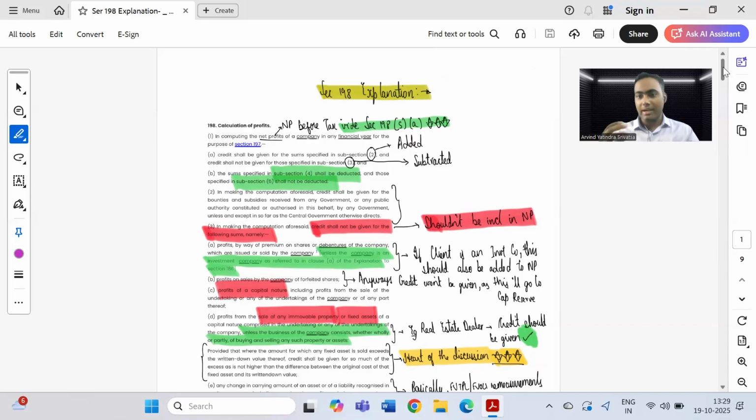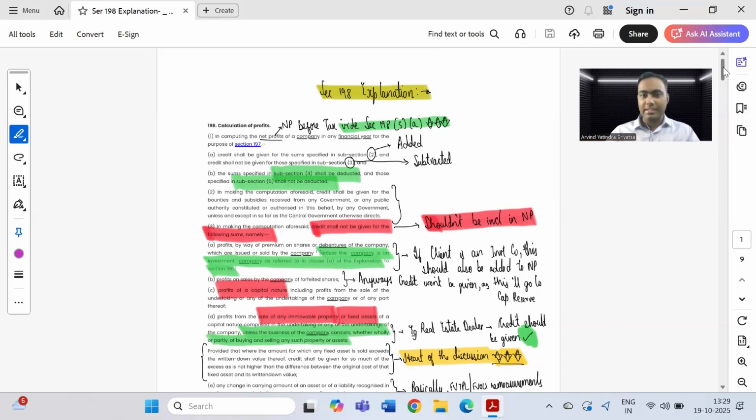So you would have a doubt: what is net profit? Is it the profit that is appearing in your profit and loss account? To an extent, yes, but not really. To the profit that is appearing in your profit and loss account, you need to tinker with it a bit and make certain changes to make it in line with what the section says.